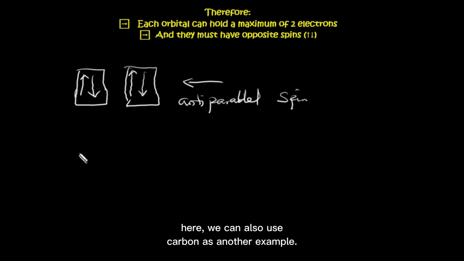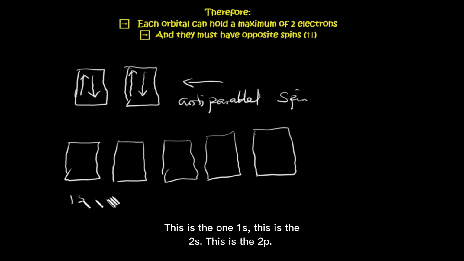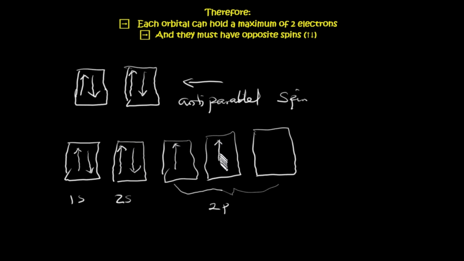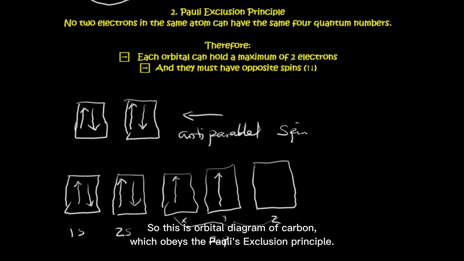Here we can also use carbon as another example. This is the 1s, this is the 2s, this is the 2p. This can hold a maximum of 2 electrons. This is 2s, maximum of 2 electrons. This is 1. This is 1. So the first one, 2 electrons, opposite spin. Second one, the same. So the 2p, 1, 1. Of course, we call this the 2px, the 2py, and the 2pz. We'll come to that later. So this is the orbital diagram of carbon, which obeys the Pauli exclusion principle.